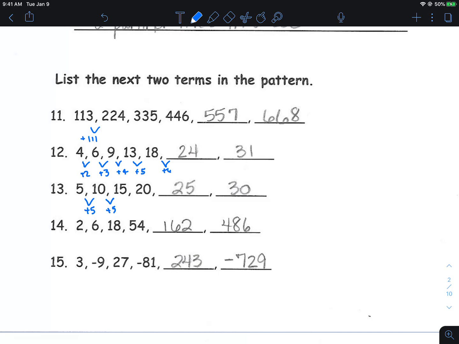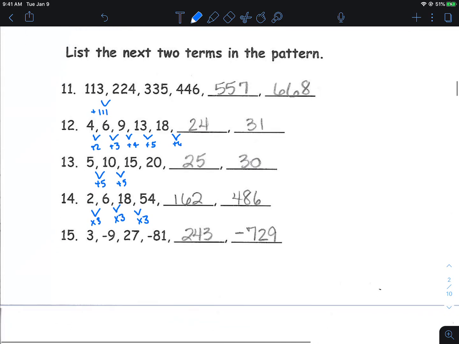Okay. Next one, this one's a little interesting if you're not looking out for it. This one's not adding a consistent number, but what I noticed is each of these is being multiplied by 3. 2 times 3 is 6. 6 times 3 is 18. 18 times 3 should be 54. Then 54 times 3, I don't have a calculator with me, but that is apparently 162. And then 162 times 3 is 486.